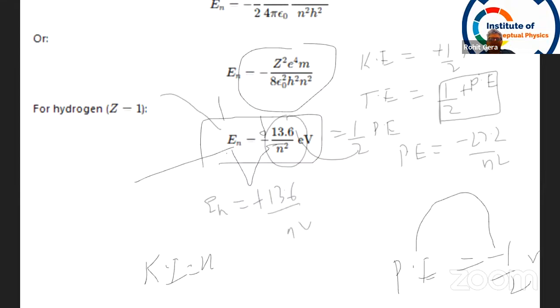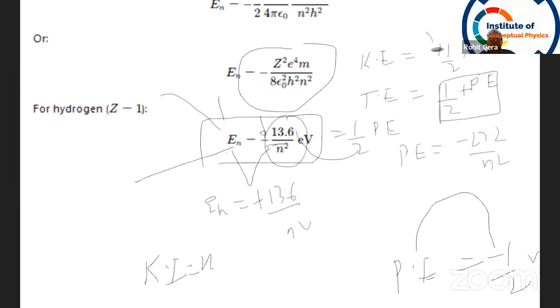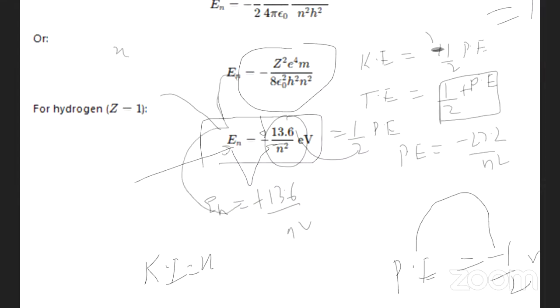Kinetic energy is this. Minus minus will become plus. So from each other you can find: if one is known, the other two can be found by ratio or proportion. Go back and revise all of these.